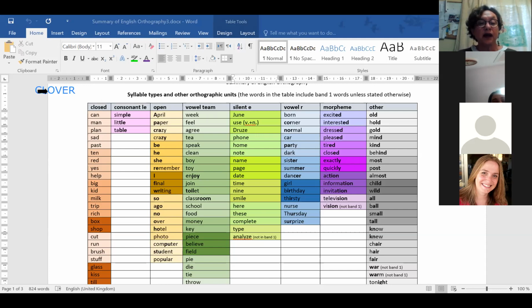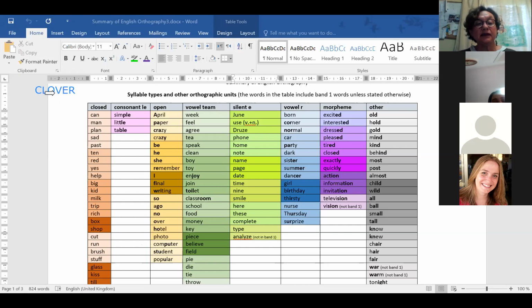The O in clover is the open syllables, okay? And you've got a whole bunch of words with all the different vowels. So like the A in April, the E in be, okay, or remember, the I or the phi in final, okay, the O like in ago or no, and the U like in computer or student or popular, the U in popular, okay.